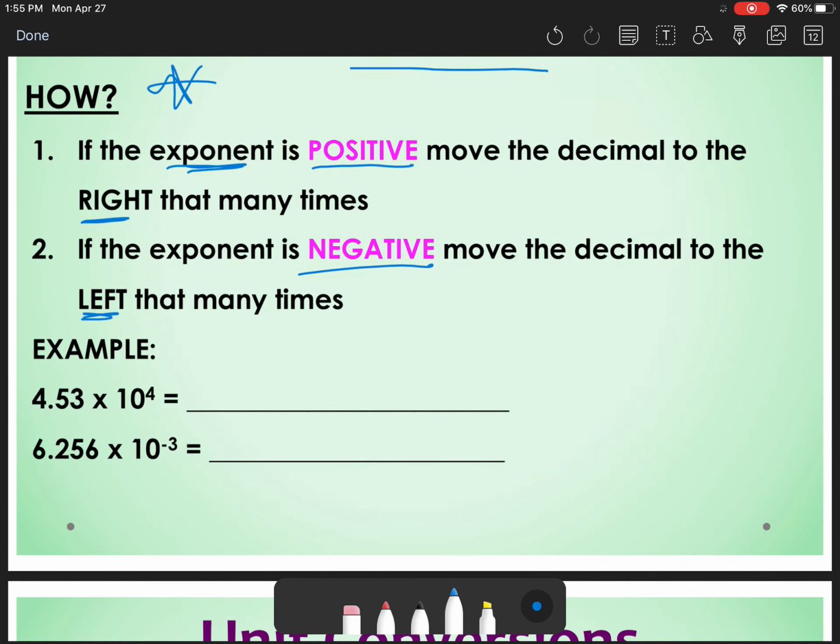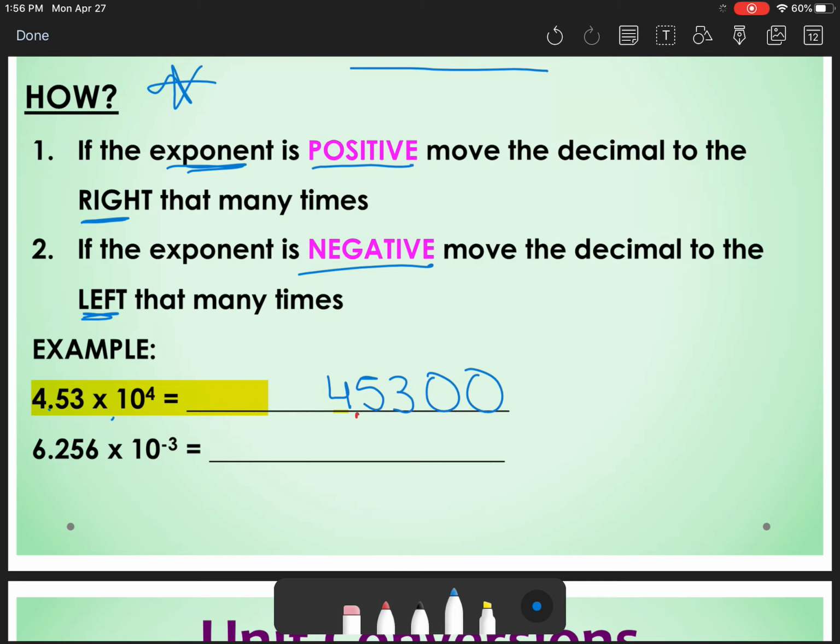So here's an example. 4.53 times 10 to the 4. I'm converting this back into normal numbers. My exponent is positive, so I move the decimal to the right that many times, and I fill any spaces with zeros. So 1, 2, 3, 4. You'll see there's 2 spaces left, and I fill those with zeros. So that becomes 45300. So you'll see my original decimal was right here, and I moved it to the right 4 times, and I filled my empty spaces with zeros.